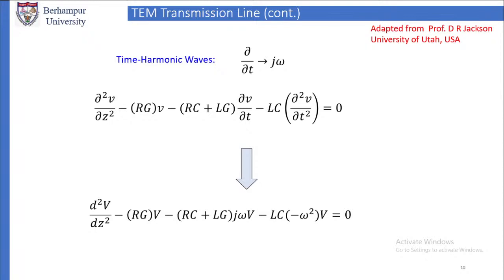Now look at these two equations. The first equation is a partial derivative. The second equation is a complete derivative. Why? In the first equation we have derivatives with respect to z and t. Now the derivative with respect to t is removed, because ∂/∂t is j omega, that is what we are using. Since t is removed, only there is derivative with respect to z, so it becomes a complete derivative. So ∂²V/∂z² minus RGV minus (RC + LG) into j omega V minus LC into minus omega square V is equal to 0.